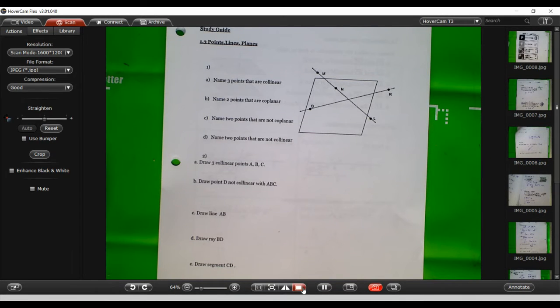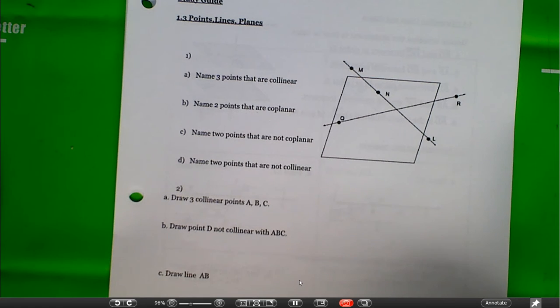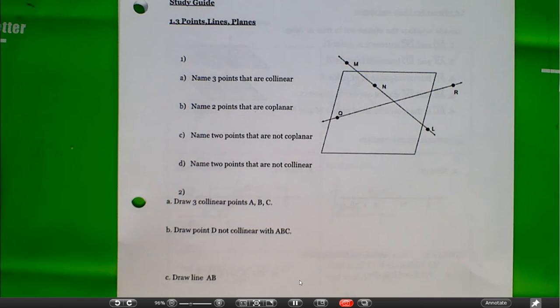Hi everybody, it's me, Miss You, and we're going to be working on the first page of our study guide. I'm going to go over the question, wait a moment for you to answer, then I'm going to do the answer. If it takes you longer, you could press pause and then keep going.